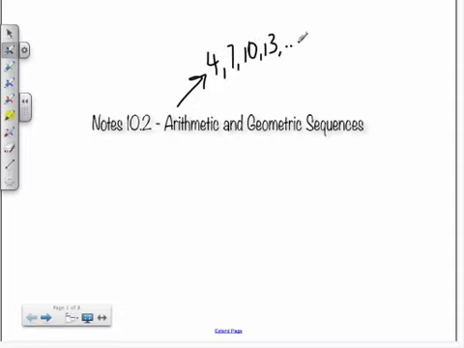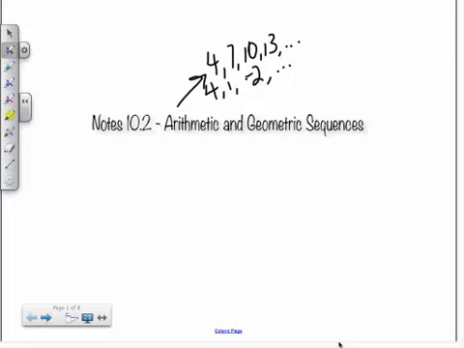And the reason why this is considered arithmetic is because you are adding the same number each time. So here you start at 4 and then you add 3 to get to the next term in your sequence. You add 3 to get to the next term, you add 3. Similarly, if I had a sequence that was like 4, 1, -2, so on and so forth, then that would be arithmetic because you're subtracting the same number. So when you are adding or subtracting the same number in the sequence, that means that it is arithmetic.